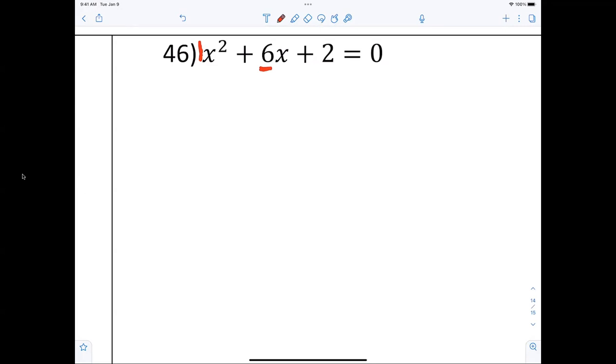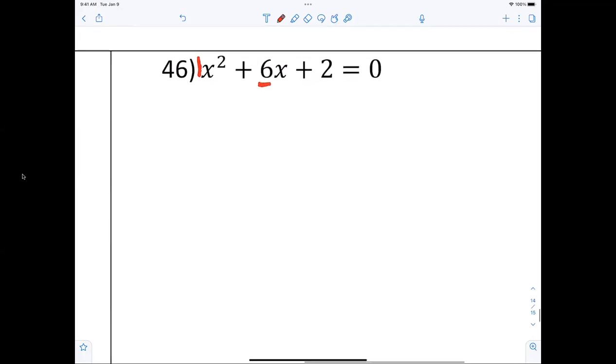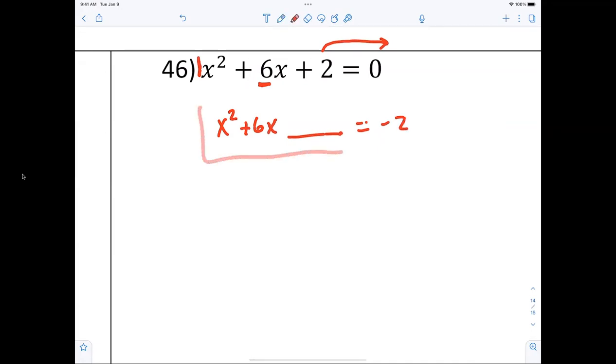So when you complete the square, remember the first step was to isolate by moving the constant to the right. So you're going to write down x squared plus 6x. We leave a space equals -2. Now, the object of completing the square is to make this right here a perfect square. To make that a perfect square, we always say we take half of b and then we square it.